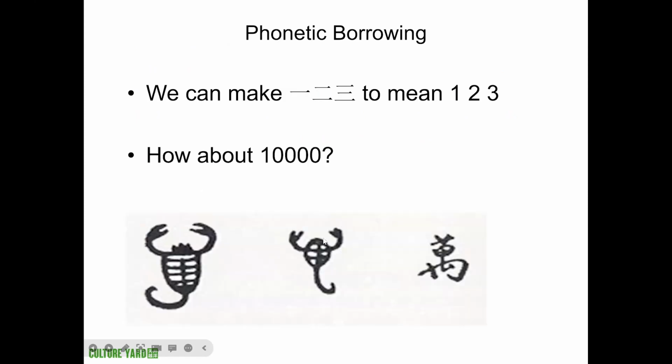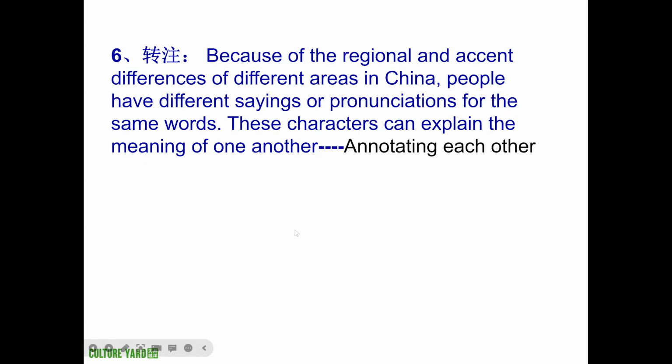And the last one, oh, but not the last one. Okay, we say this. This is also a way of using characters. 转注. 转注 actually does not create Chinese characters. It's just because China is so big. We have a lot of different provinces and regions. So because of the regional and accent differences of different areas, people have different sayings or pronunciations for the same words. These characters can explain the meaning of one another.